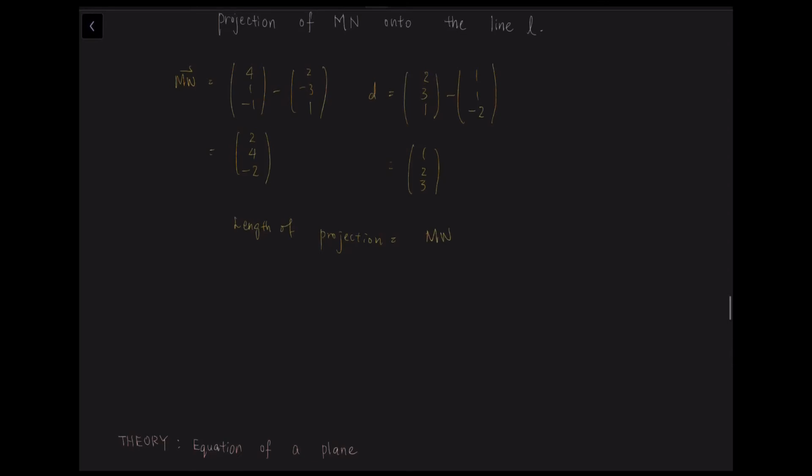Right, and then applying the formula, we will perform the dot product between MN and D divided by the modulus of D, which is the square root of 1 squared plus 2 squared plus 3 squared. And you can straight away obtain a scalar value, which is 4 over root 14, and that is the length of projection.